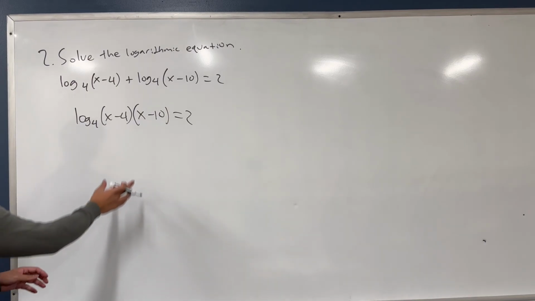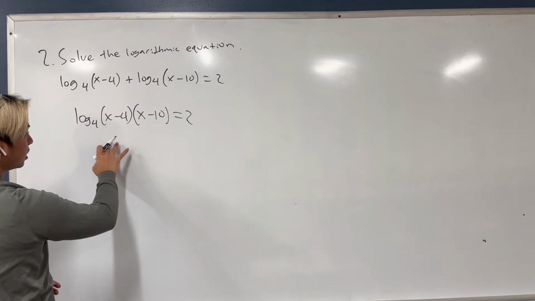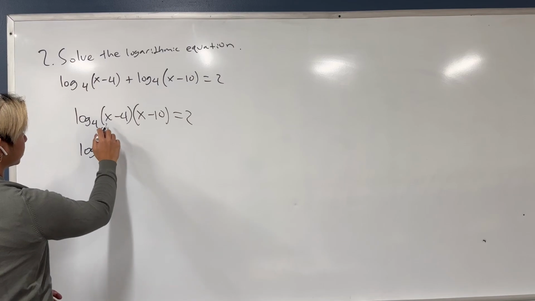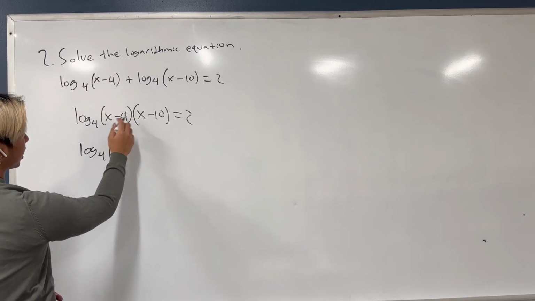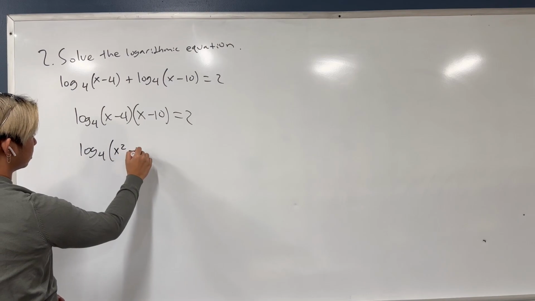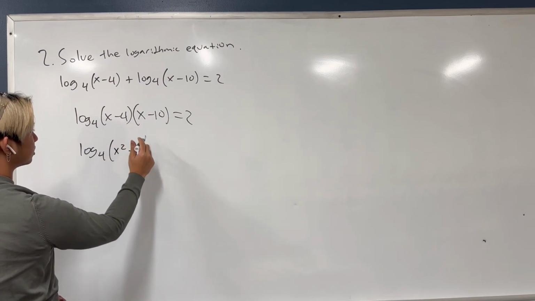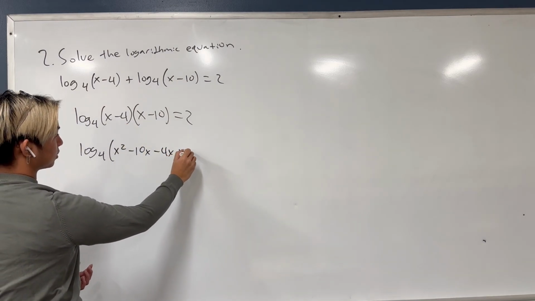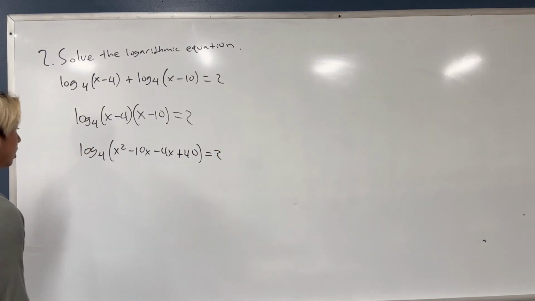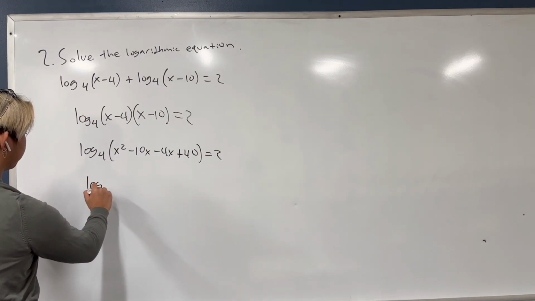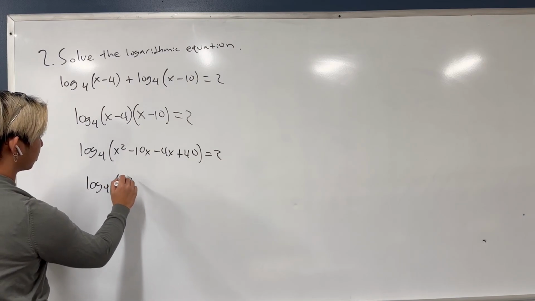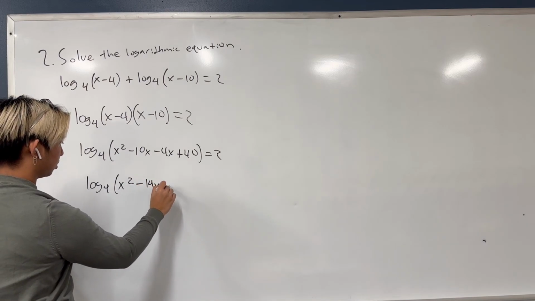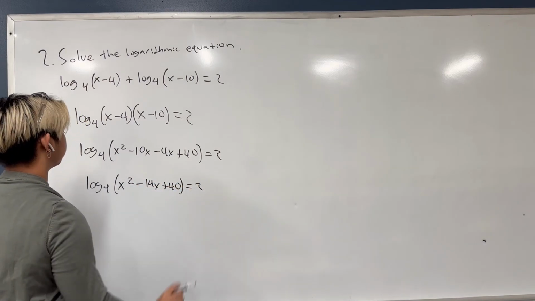So I want to combine these two now. I just brought them together here, but now I want to FOIL this. So I get log base 4 of: x times x is x squared, x times negative 10 is negative 10x, negative 4 and x is negative 4x, and negative 4 and negative 10 give me plus 40, equal to 2. Then I'll combine the like terms here. So I'm left with x squared, minus 10x and minus 4x gives minus 14x, plus 40, equal to 2.